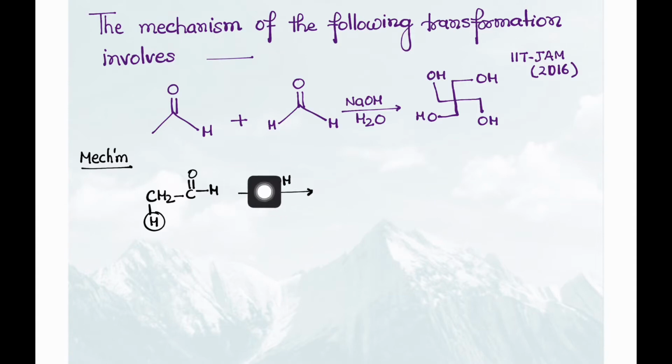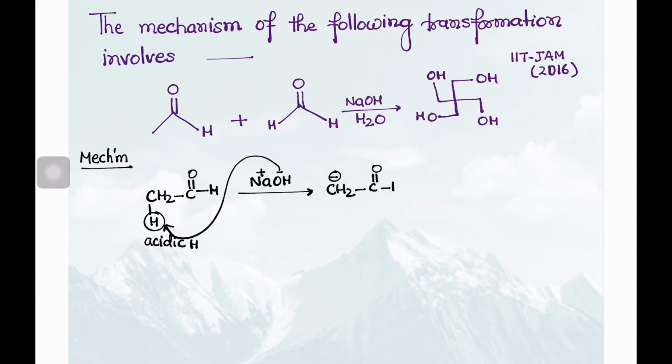NaOH, sodium hydroxide, is a base. It has Na plus and OH minus. OH minus will take away this acidic hydrogen. This is the acidic hydrogen. Now this will become CH2 minus COH. So this is the conjugate base of this acetaldehyde and this will act as a nucleophile.